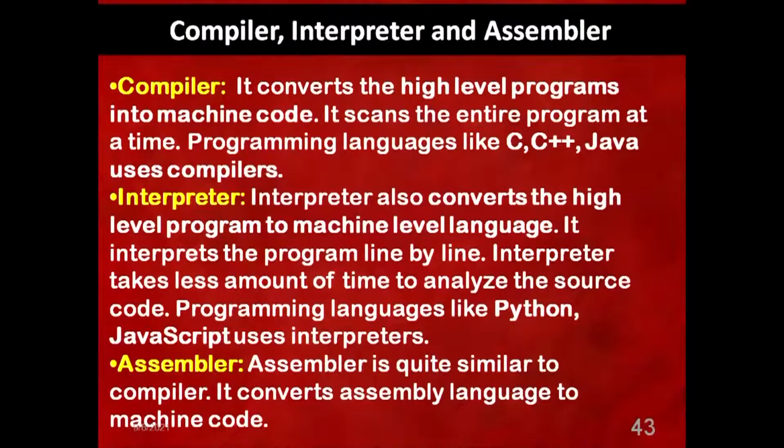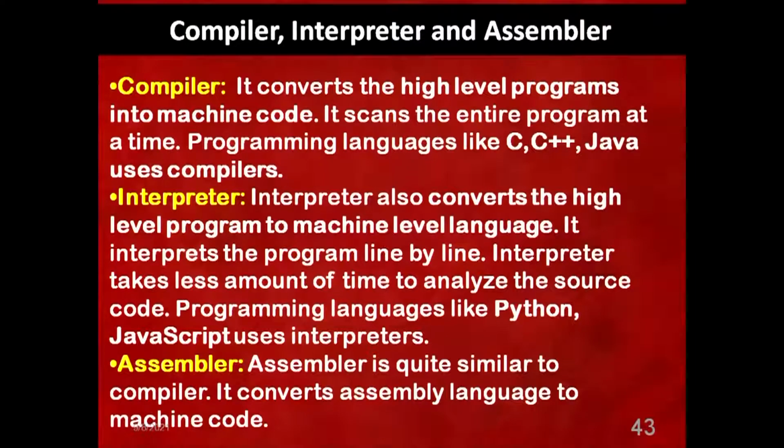Now let us discuss the use of compiler, interpreter and assembler. A compiler is used to convert the high level program into machine code. It scans the entire program at a time. Programming languages like C, C++ and Java make use of compilers.